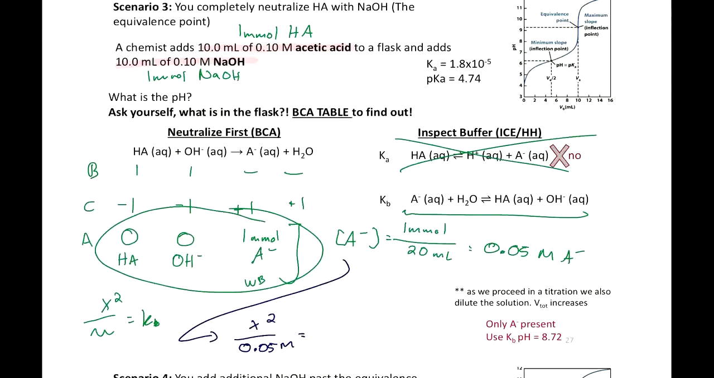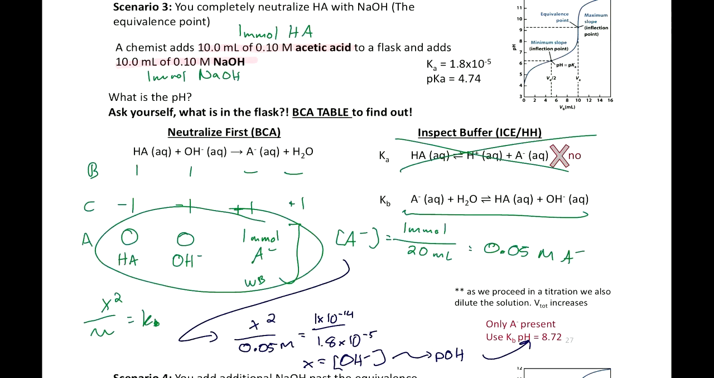How do I get Kb? Kw over Ka, so 1 times 10 to the negative 14 over 1.8 times 10 to the negative 5. All right, and then you solve for x. I didn't do this. But x equals what in this case? Equals concentration of what? OH minus concentration, yes. So once you get that value, you can calculate pOH, and then you get pH.